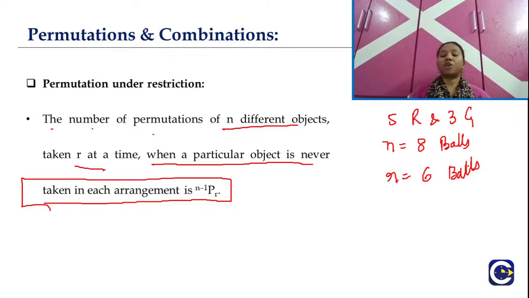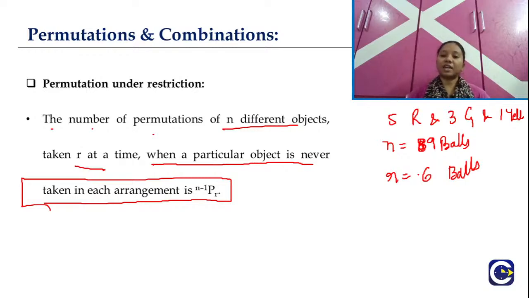So the total number of arrangements here will be... and my condition is, red ball, right? So one particular object is never taken. So one red ball cannot be taken, or else let me include one more thing. Here I will be taking one yellow also. So now my balls will become 9 and I have to select 6 balls. But my condition is that the yellow ball cannot be included. That one yellow ball can never be taken in each arrangement. So that is my condition here.